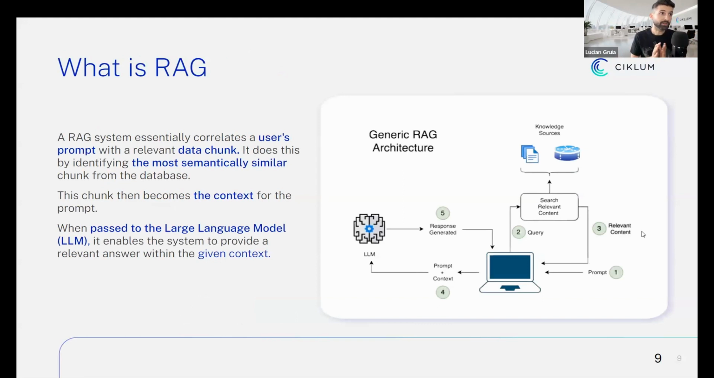Now let's have a quick introduction and a really small practical demo on what a RAG is. As you can see in this image, RAG is basically a system that correlates what the user asks, so it's a query from the user, with a data chunk, and it brings the most semantically similar part of the data from the database. Further, it passes this data to the large language model and retrieves an answer. So this is basically a retrieval augmented generation system.